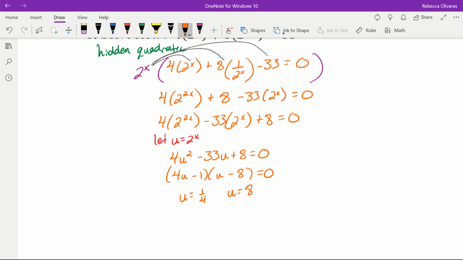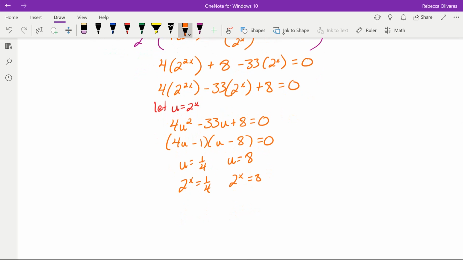But again, we're not solving for u, we're solving for x. Let's back substitute. We have 2 to the x equals 1/4 and 2 to the x equals 8. Hopefully you see where this is going to work out kind of pretty here, because 8 is 2 to the third. So when the bases are the same, the exponents have to be the same. So x equals 3. And then the 1/4, we can rewrite that as 2 to the negative second. Again, bases are the same, so the exponents are the same. So here we have nice pretty answers, negative 2 and positive 3.